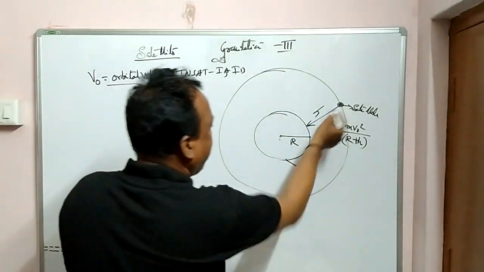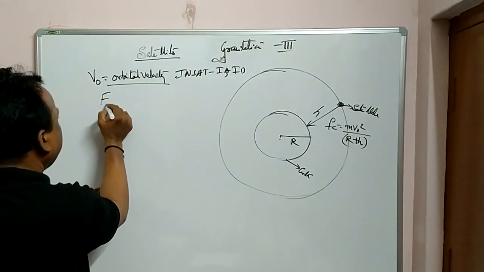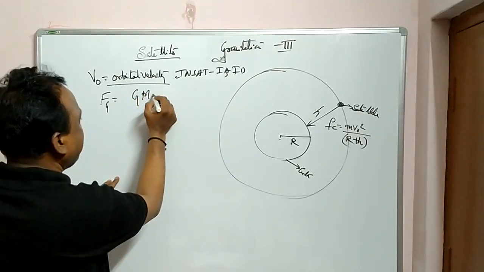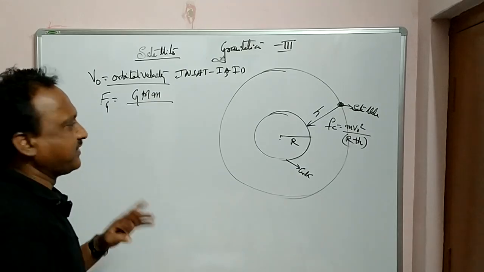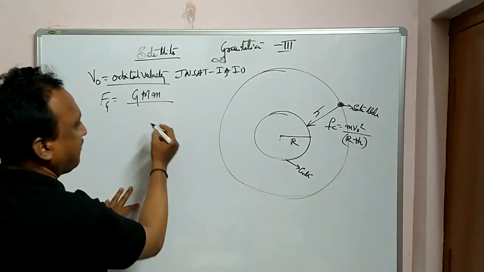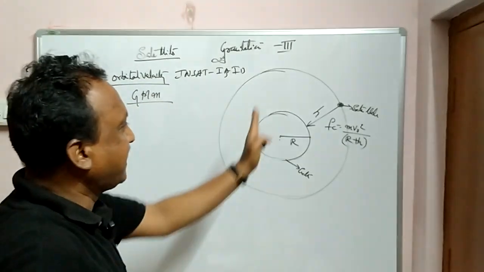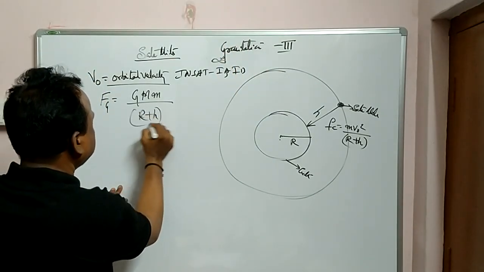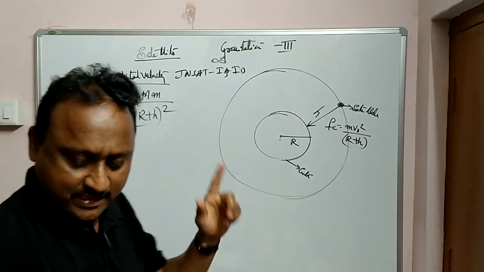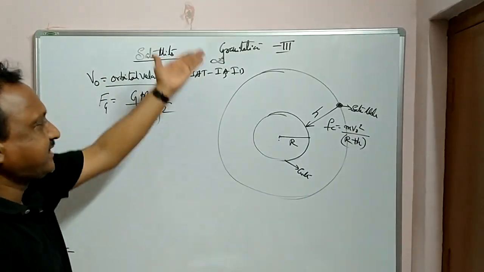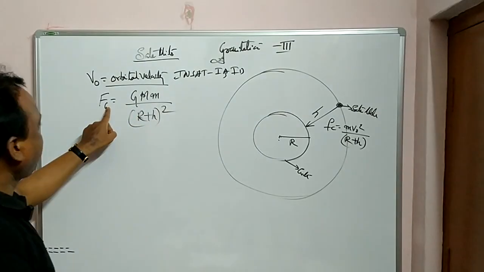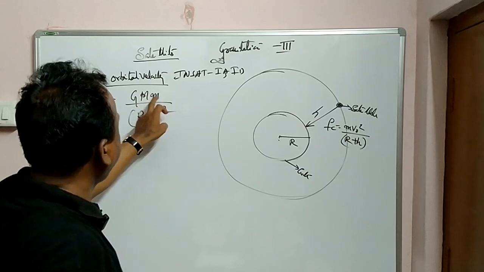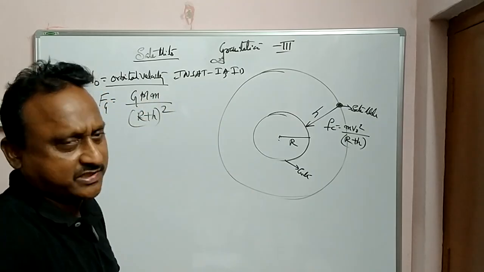And what is the gravitational force between these two? According to Newton, gravitational force is equal to G m1 m2 by d square. What is d here? It is the distance. On the earth surface it would be r square, but at what height is the satellite? At r plus h. Are you following the point here? The satellite is rotating above the earth surface at a height h. So the force of attraction between the satellite and earth is F equals G M m by (r plus h) whole square.